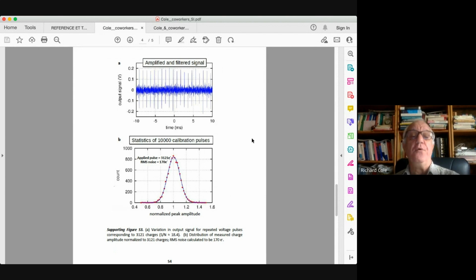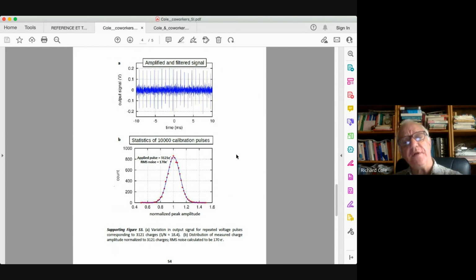So where did I get this 500 minimum charge number? It's merely 3 times the RMS noise. 3 times 170, our noise level, equals 510 charges. So that's really what defines our instrumental limit of detection.